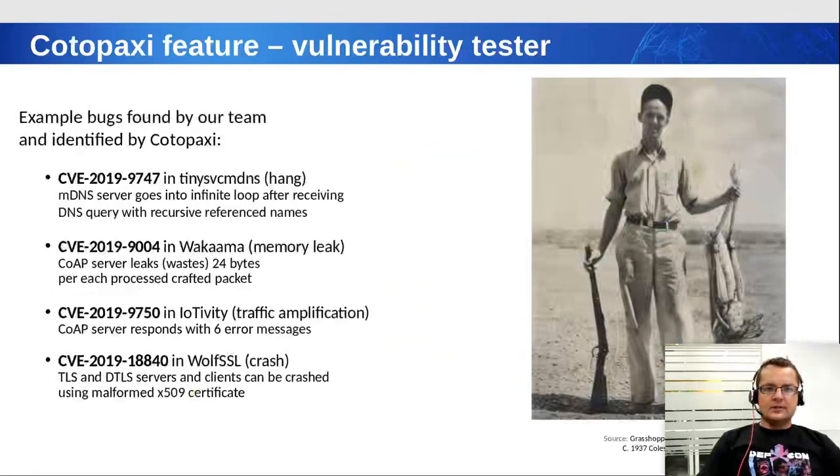Here we can see a sample of vulnerabilities found by us and that can be identified by Cotopaxi. For example, we have here a malformed DNS packet that causes an infinite loop in the tinysvcmdns server, or a single packet that induces 6 packets in response from the server, which can be used for distributed denial of service attacks.